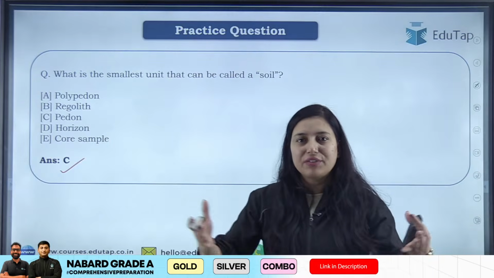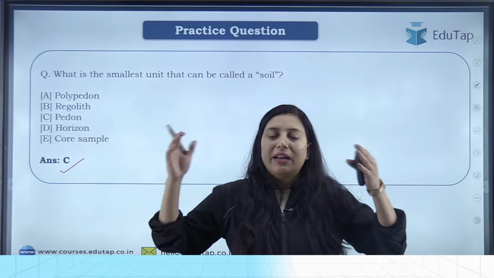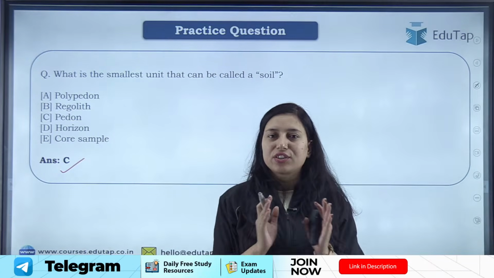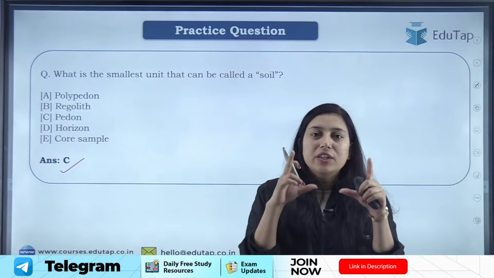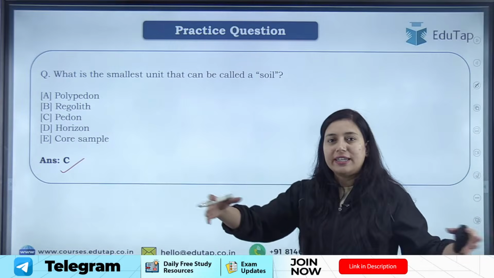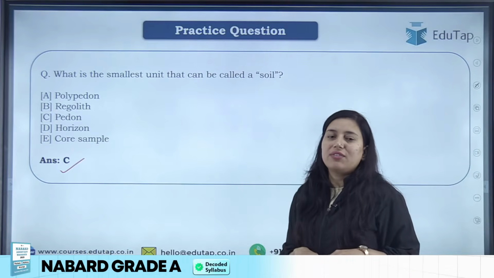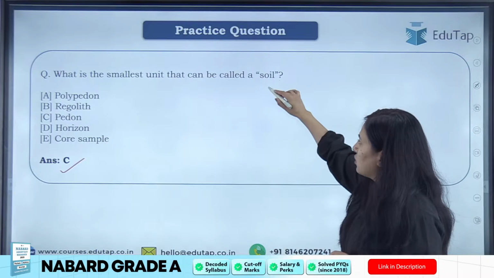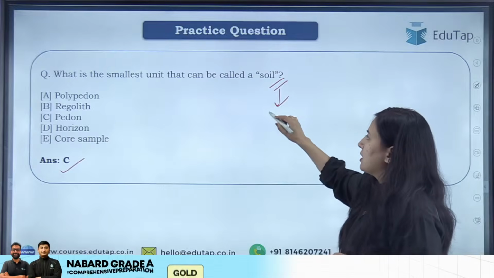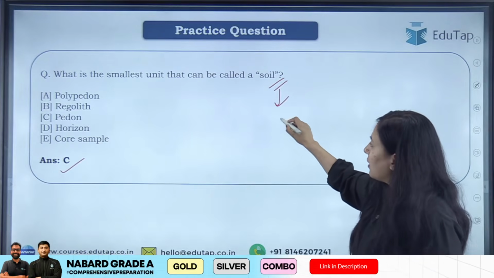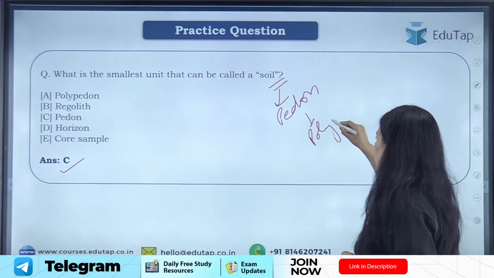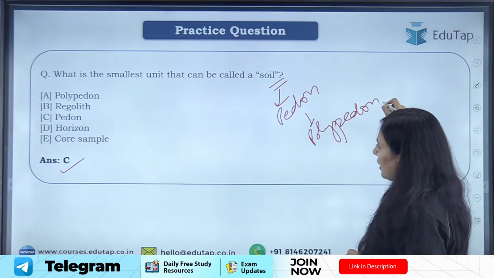So students, smallest soil unit, what is it? Soil is something that is covering the entire earth surface, right? And when we want to study this soil, we must analyze one section of soil at a time, right? So that one unit of soil, one part of this entire soil, is what we call soil. Okay, so the smallest unit that can be studied is called a pedon. Smallest unit of soil is called pedon. And a group of pedons is called a polypedon.